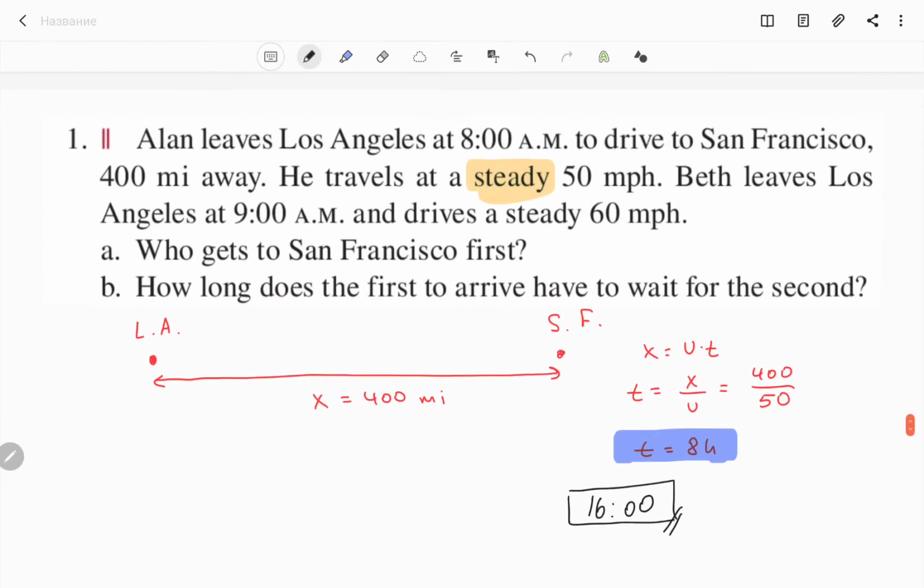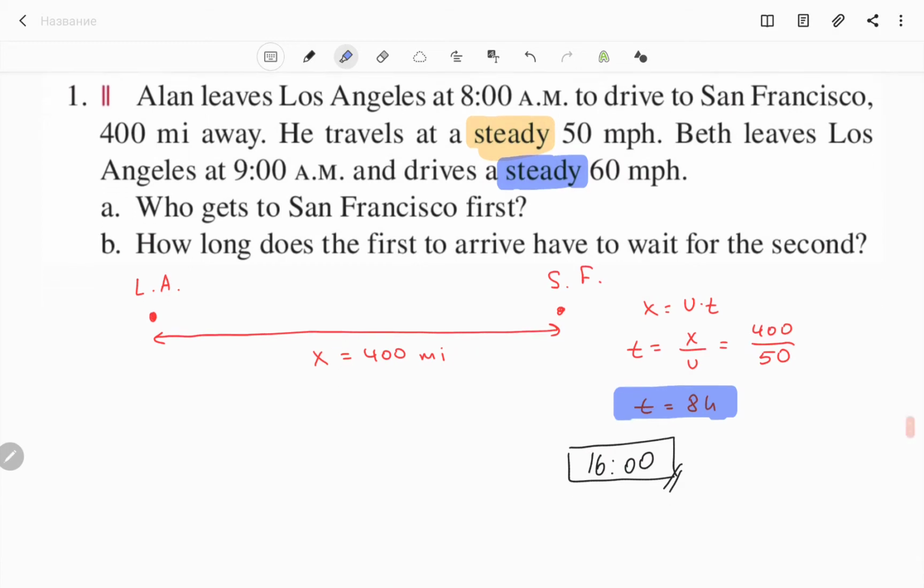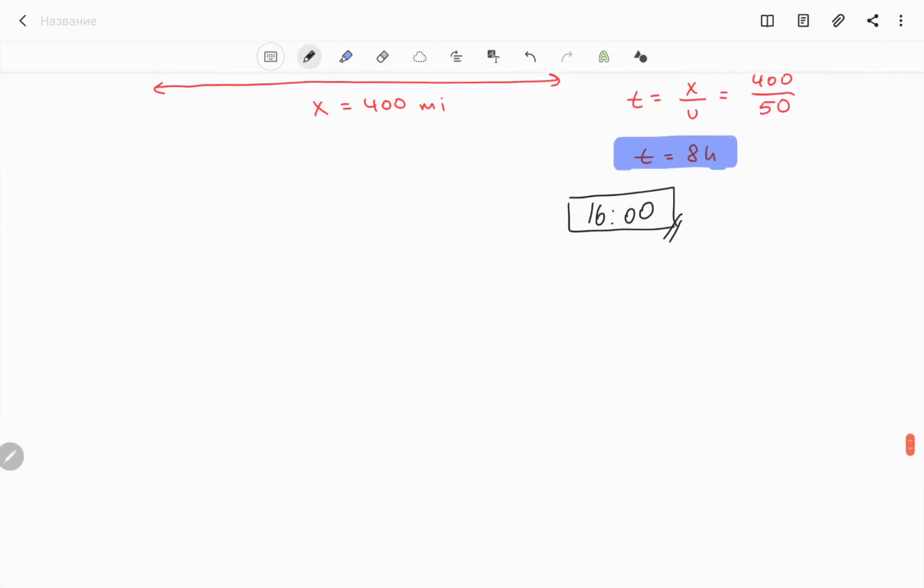Now we have a second person. Velocity given 60, again steady. Steady means constant velocity, but this person leaves at 9 o'clock. So the question is, who gets to San Francisco first? So again, we need to do the same calculation with different data. Distance is the same, different velocity, different time.